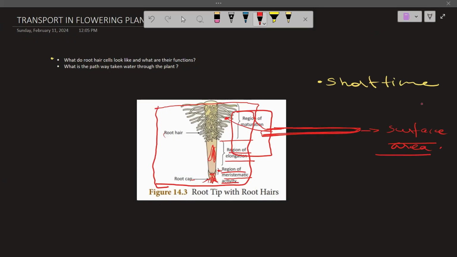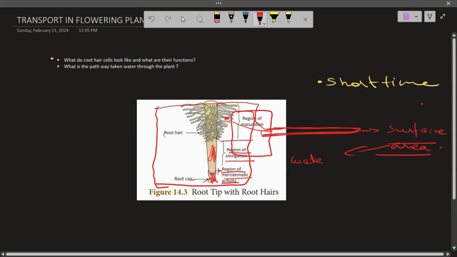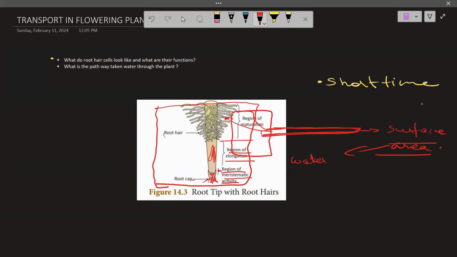They provide a large surface area to take up water from the soil by osmosis and to absorb mineral ions by active transport. What does the large surface area do? It helps to take up water from the soil by osmosis, and to absorb mineral ions by active transport.